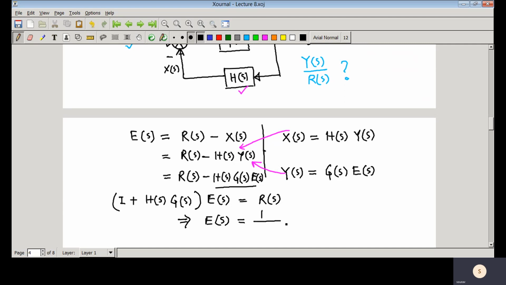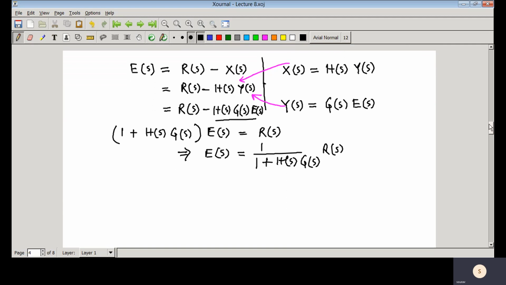equal to 1 by, if you take, it is a single input single output system, just for better understanding, that's why I'm removing that I, but it also holds for a multi input multi output system. In that case you need to write this as I, and here you cannot do that division, so basically you need to write the matrix inverse. So E(s) equals 1 plus H(s) G(s) into R(s).